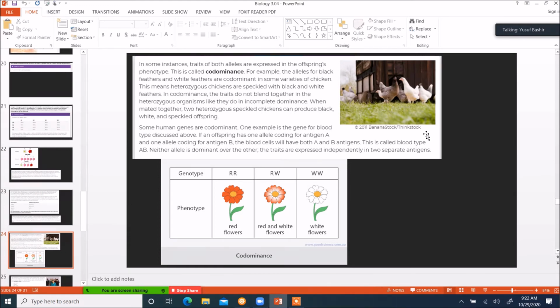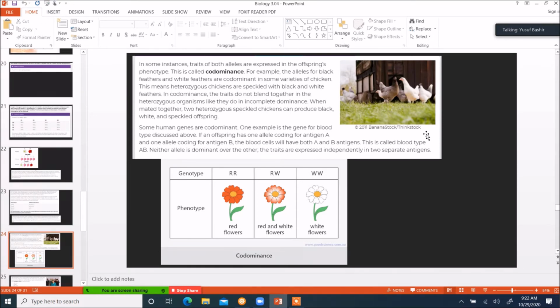So if you get a white and red flower, it's not going to show up as pink. It's going to be both white and red, like it shows in the picture, where the edges are red. So this is another example of codominance.